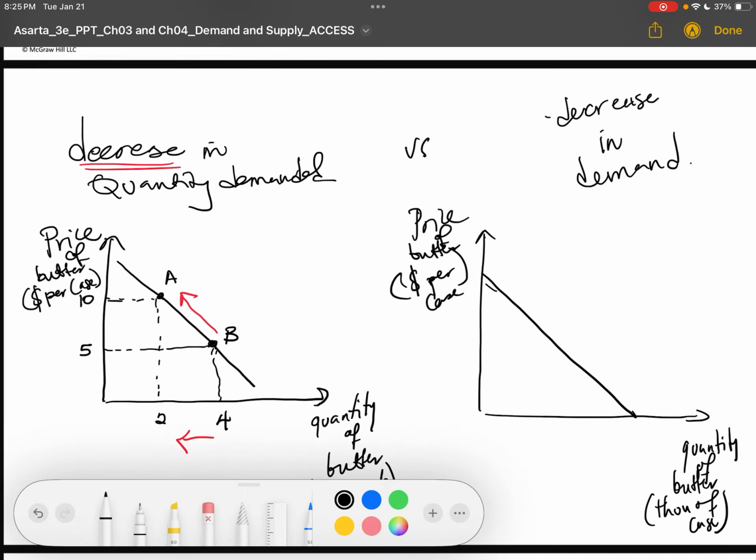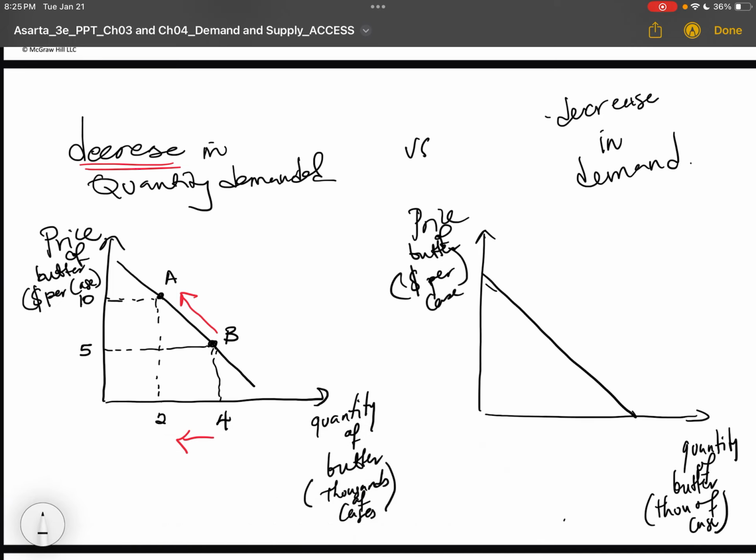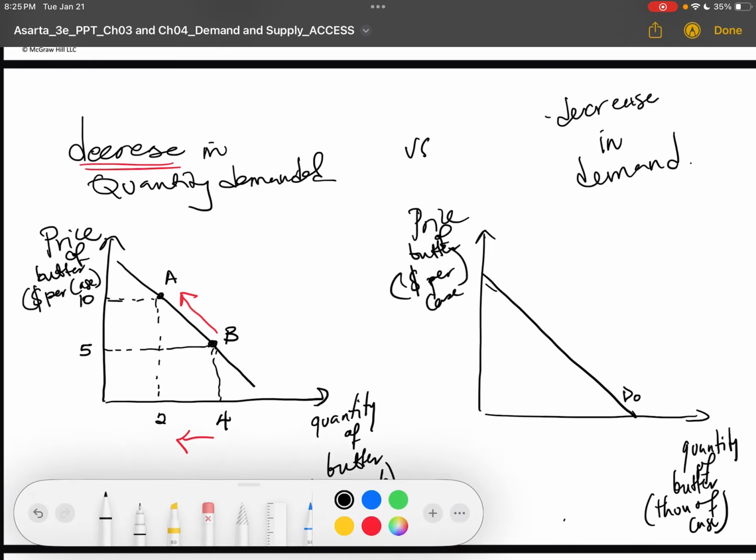Now, to show a decrease in demand, let me label this demand curve here. So let's call this demand curve D0. Okay. All right. We want to show a decrease in the demand curve. So how are we going to shift the entire demand? To the right or to the left? To the left, right? Okay, to the left. All right. I guess to the left it is.